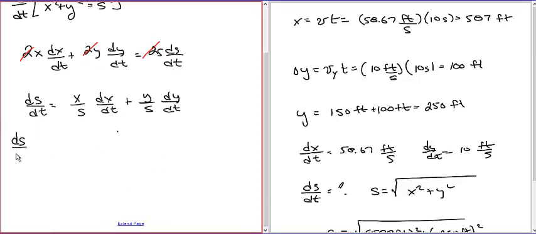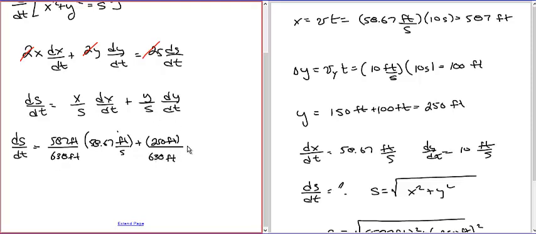So the rate of change of the hypotenuse with respect to time is x, which is 587 feet, divided by s, which is 638 feet, times dx dt, which is 58.67 feet per second. Plus y, which is 250 feet divided by 638 feet. So that's y over s times dy dt, which is 10 feet per second.